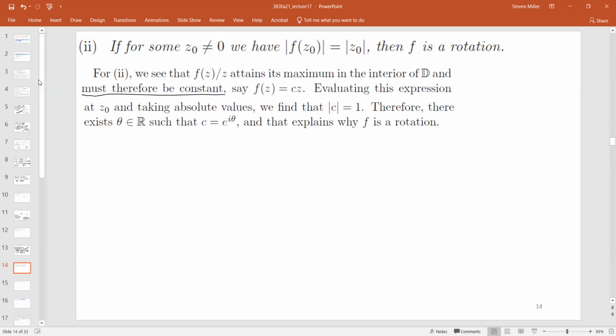So why does the function have to be constant if it attains its maximum inside? Yes. Well, the maximum modulus says it attains its maximum on the boundary. Okay, but so why can't you attain your maximum in the interior as well? It is maximum modulus. Right, and so what I'm asking you is why? So it is in the theorem, but what is it that allows us to then?